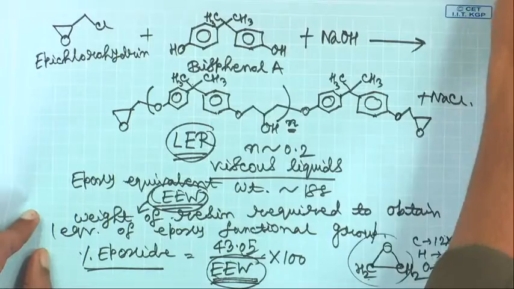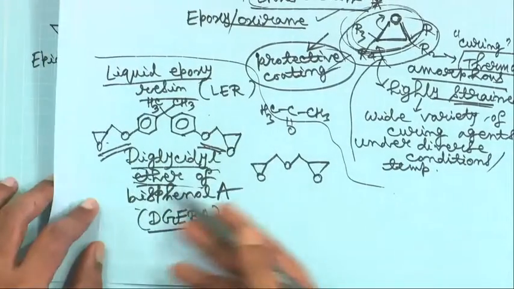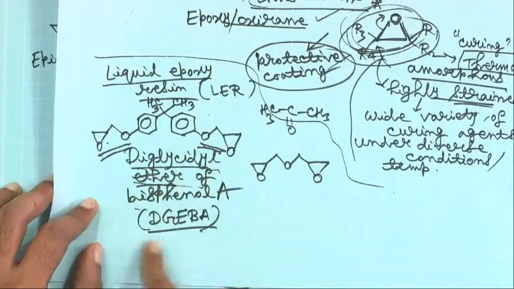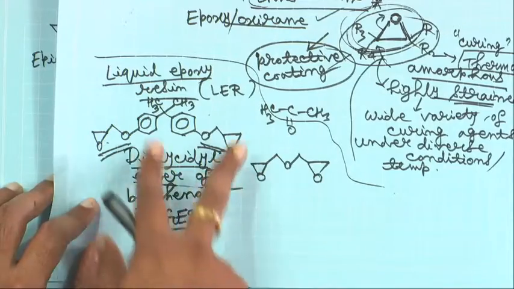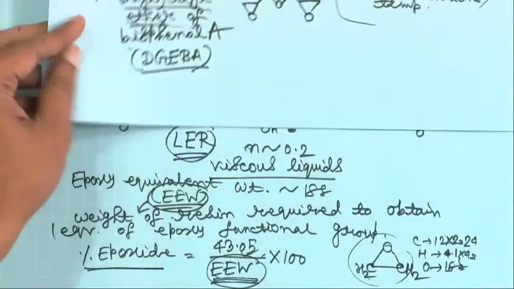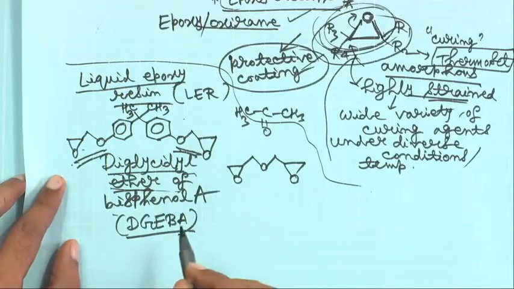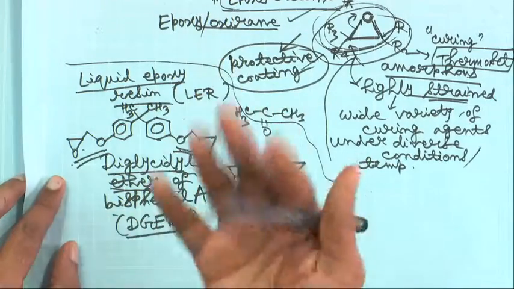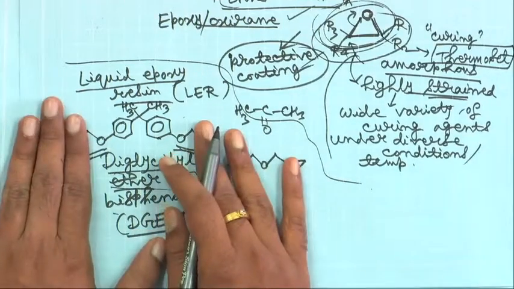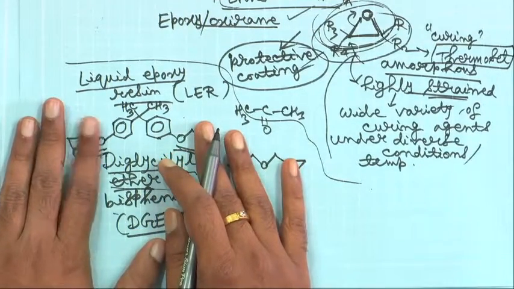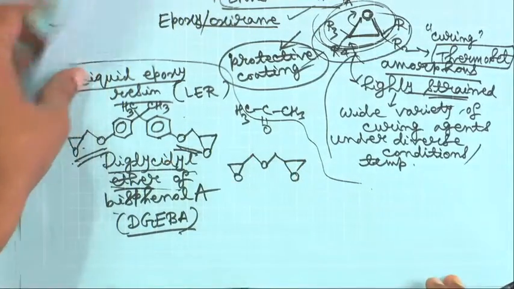So, of course, if you are asked what is the epoxy equivalent weight of diglycidyl ether of bisphenol A, you should be able to find out, because you know the molecular weight and you know how many epoxy units are there. And the same way you can also find the phenol equivalent weight of bisphenol A, the principle is the same. So, you can find out by that principle.